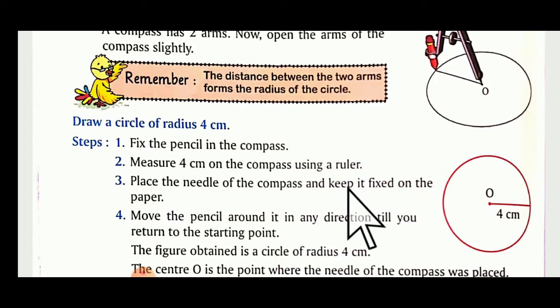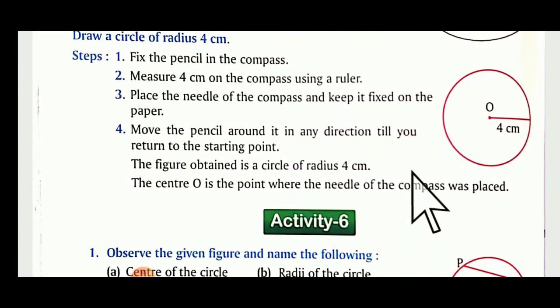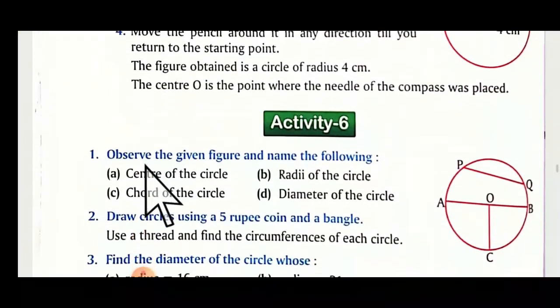Draw the line. Then place the needle of the compass and keep it fixed on the paper. At O, you have to keep the needle. At the end of the line, you have to take the pencil and start drawing. Make a round. Don't shake the page as well as the pencil. The needle should not move, otherwise the circle gets wrong.